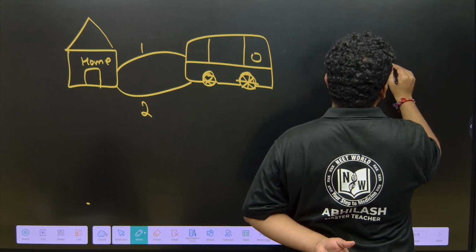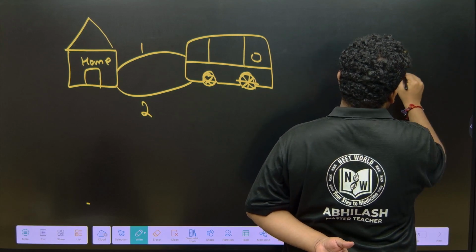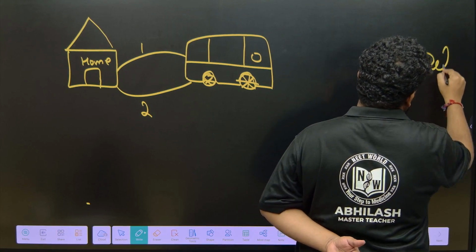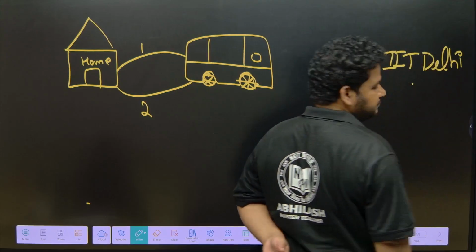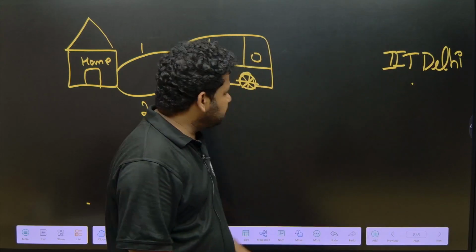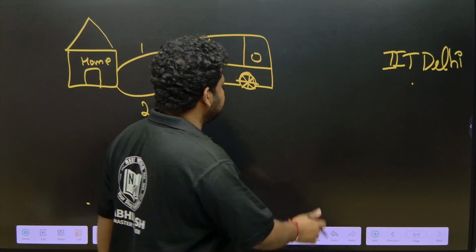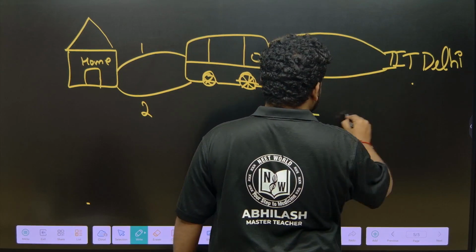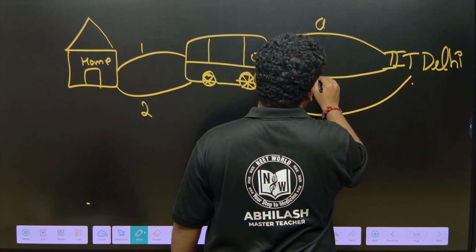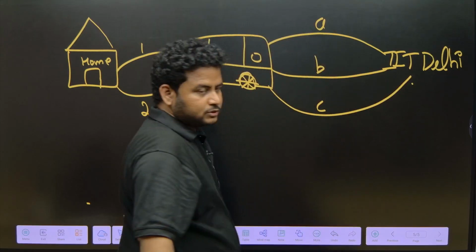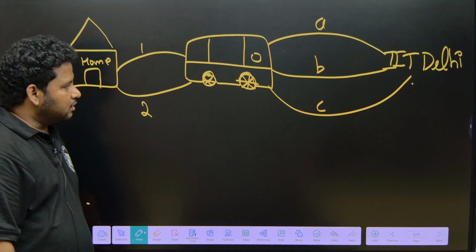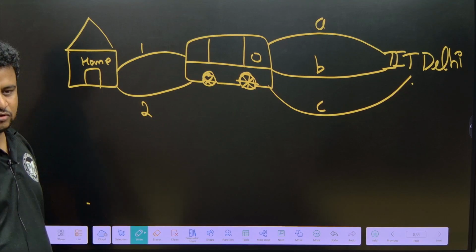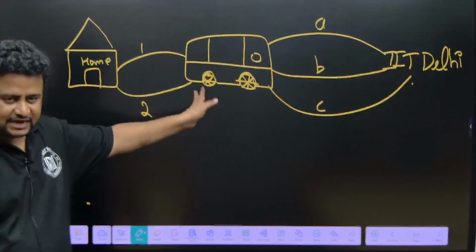Suppose all of you are aspiring for Delhi IIT, so let us write IIT Delhi itself or IIT Bombay, whatever it is. If you are in Delhi only, you are going from home in the bus, you have to go to IIT Delhi. So there are so many routes to this. Okay, route A, route B, route C. Now the question will be, in how many ways can you go from home to IIT Delhi?